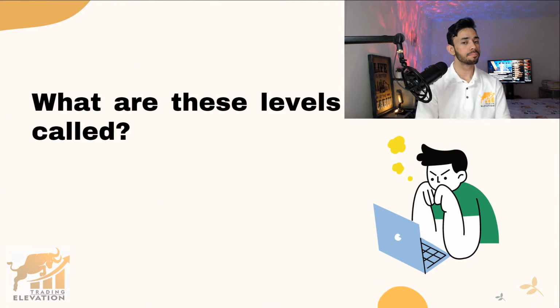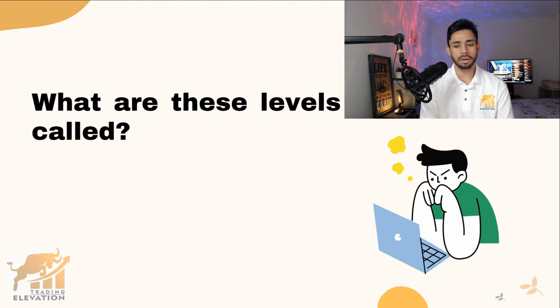So don't forget, key levels are important technical levels where buying and selling pressure change direction. And based on those important key levels, traders, I would say technical analysts, determine either to buy or to sell. Is that clear? I hope that's clear. But what are these levels called?